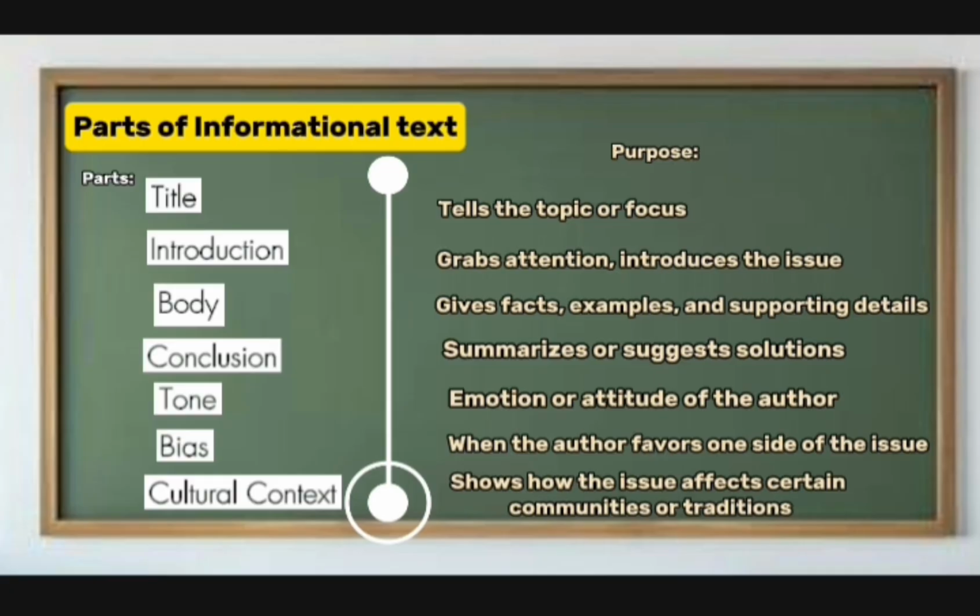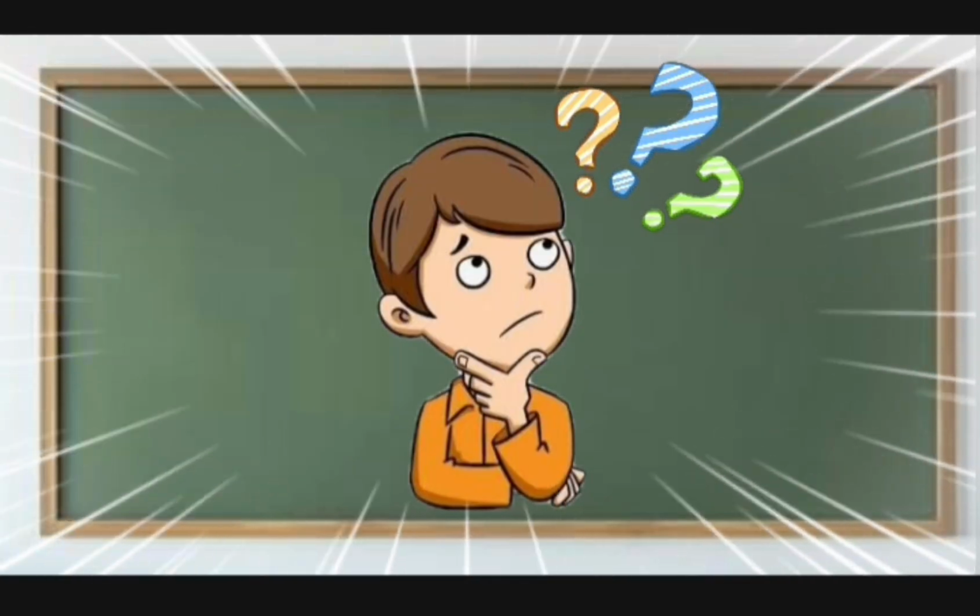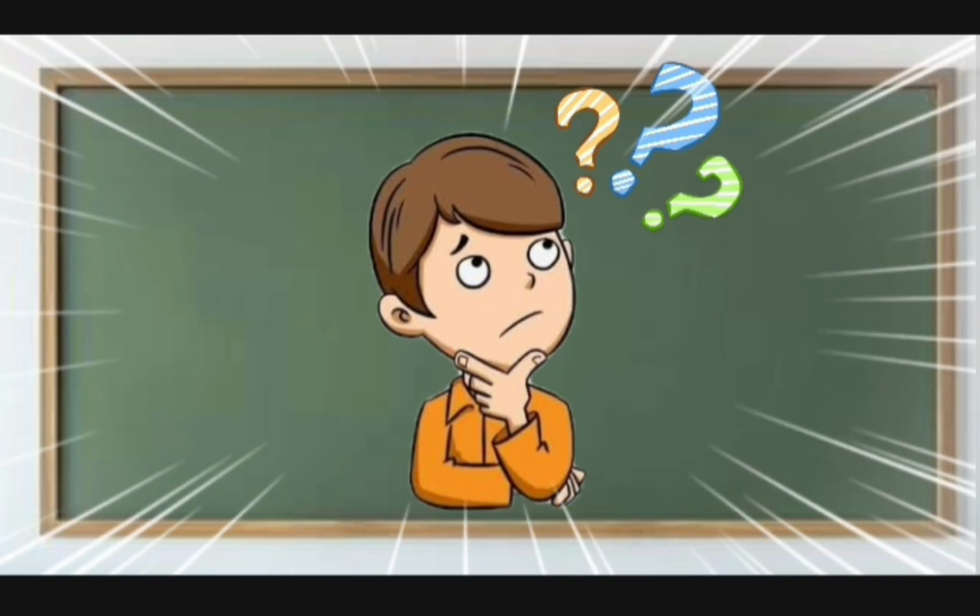The purpose of tone is the emotion or attitude of the author, whether it is serious, urgent, or calm. The purpose of bias is when the author favors one side of the issue. The purpose of the cultural context is that it shows how the issue affects certain communities or traditions. Why do you think it's important to understand how these texts are written?